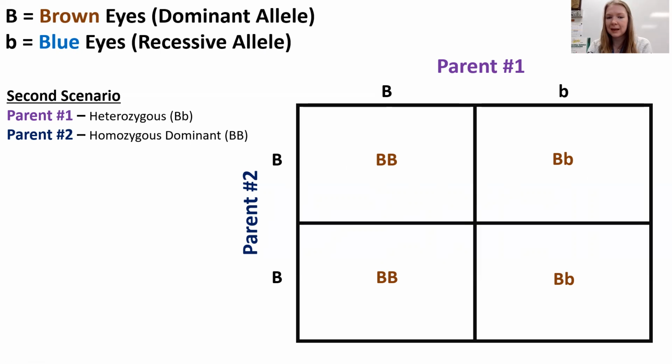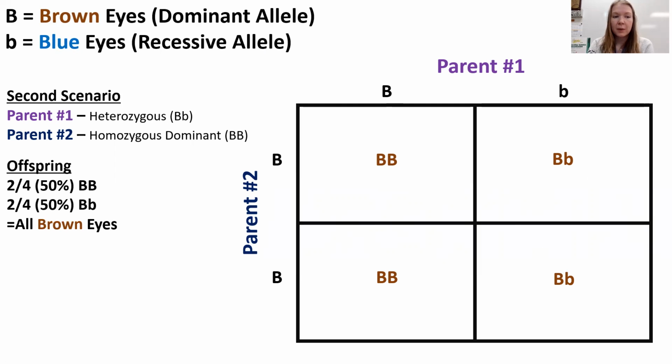and the last case. So we see for the offspring, there are 2 cases where the offspring would have homozygous dominant alleles and 2 cases where the offspring would have heterozygous alleles. So there is a 50% chance that the offspring would be homozygous dominant, 50% chance that the offspring would be heterozygous. However, they would all have brown eyes, and that's because the dominant allele is present in all 4 cases.